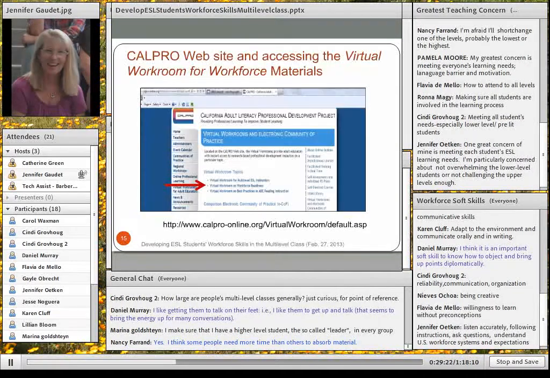Okay, all right. Now we're going to move on here, and this is a picture of the CalPro website. And I'm just going to give you a quick overview because we're going to be moving on to the workforce lessons. In case you have not been on the CalPro virtual workroom page, it looks like this. And if you look at the red arrow, it shows you that there's a virtual workroom on workforce readiness. Above that, you'll also see multi-level ESL instructors workroom. And then below, the best practices in ABE reading instruction.